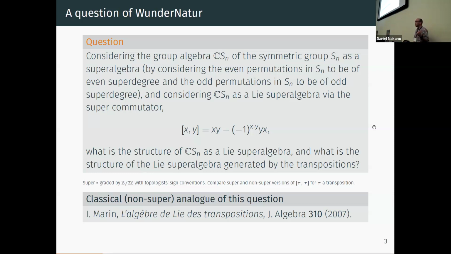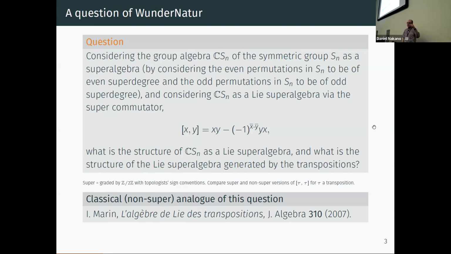I don't recall what their motivation was for this question, but the non-super version of this question was answered by Ivan Marin in 2007 in a Journal of Algebra paper. So if your French is good, you could look that up. And I have a copy, but I'd have to dig it out. And at the end of the talk, maybe I'll say a little bit about what we understood his motivation to be, based on our understanding of his French paper, our machine translation through Google, and some other things.